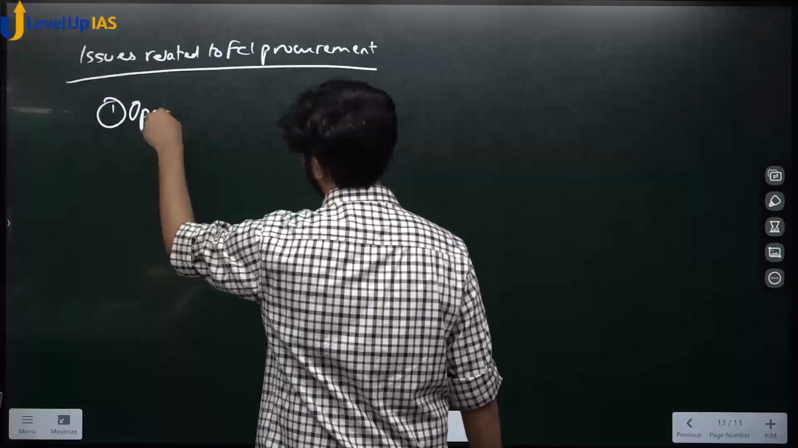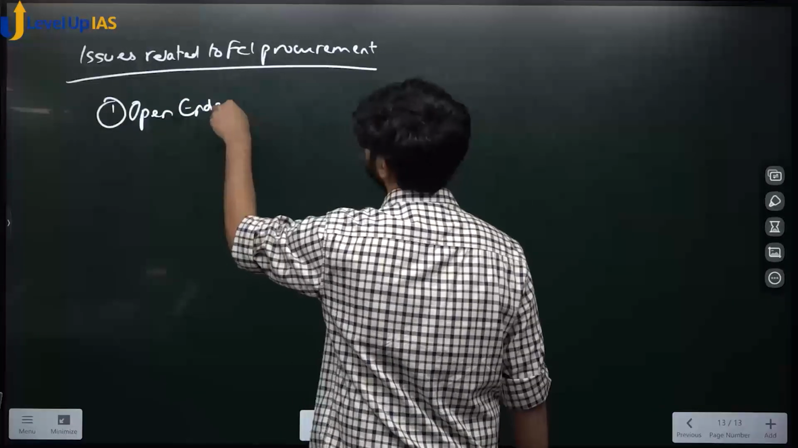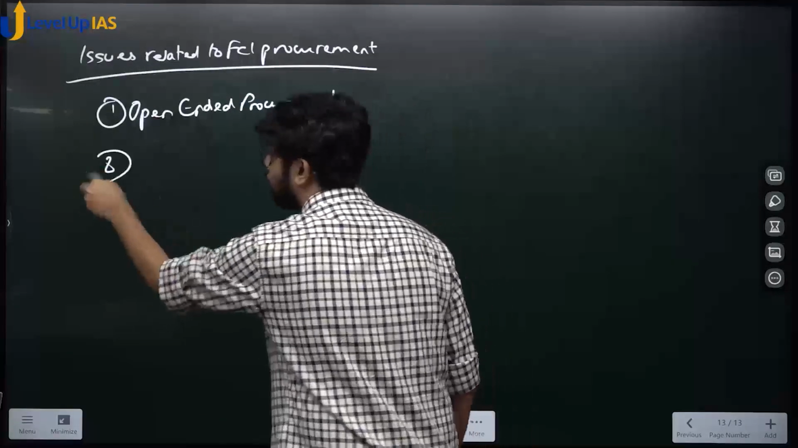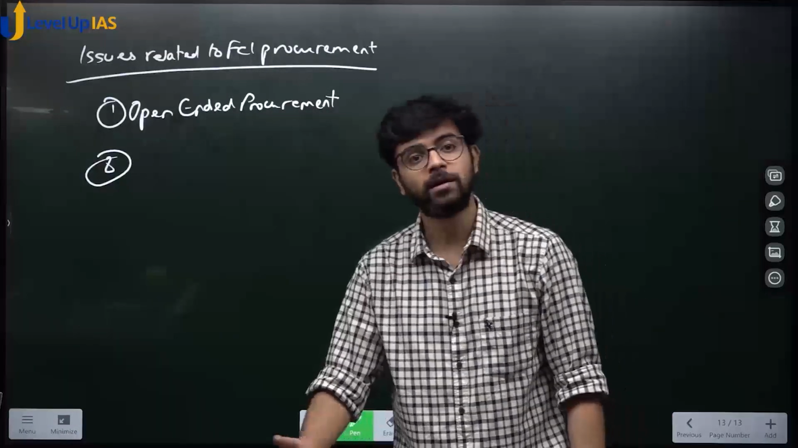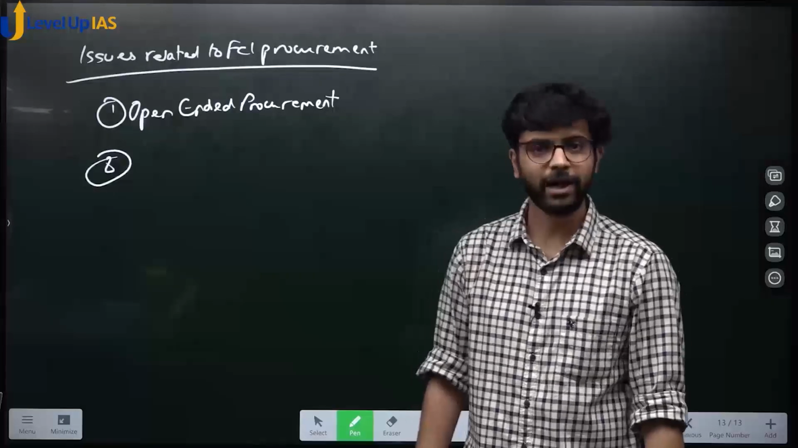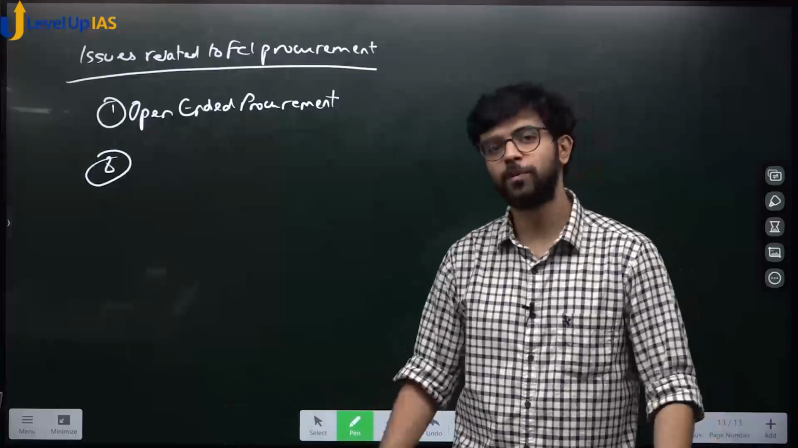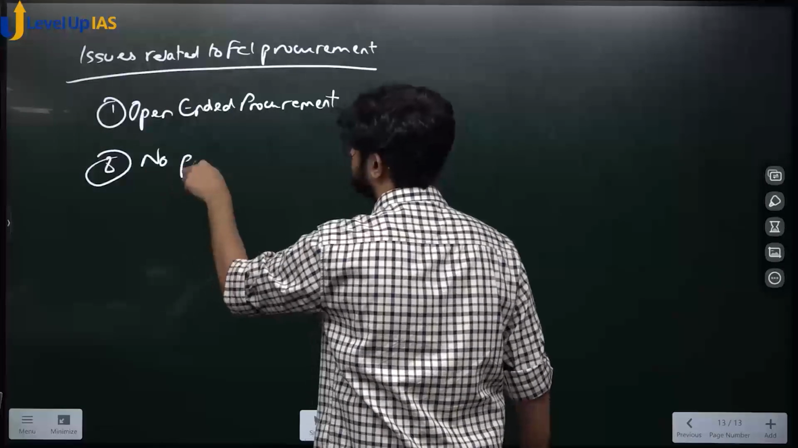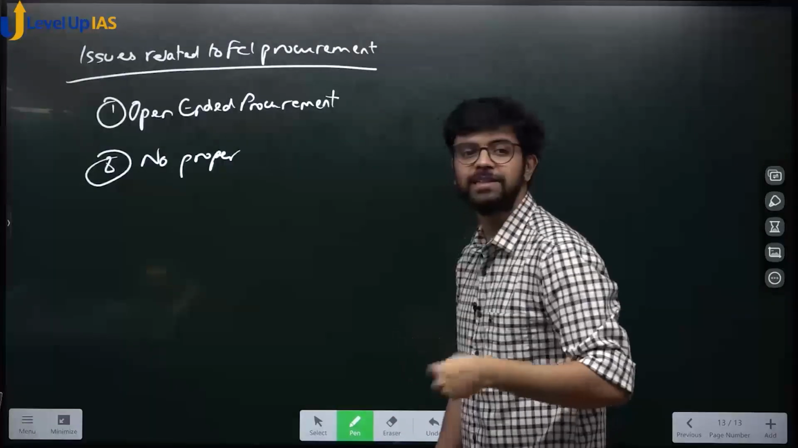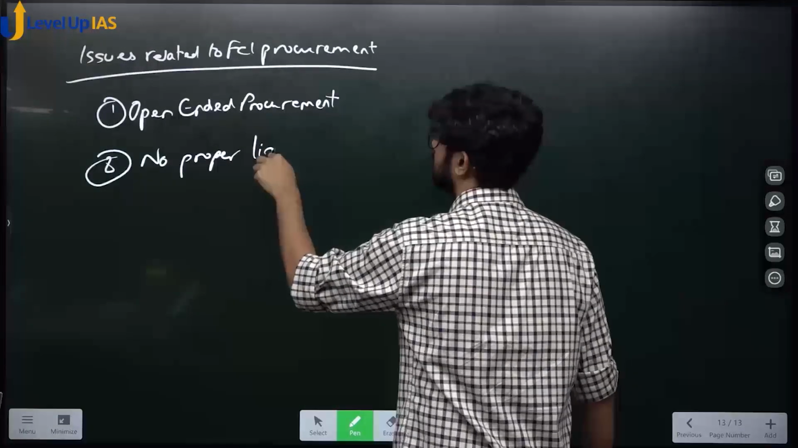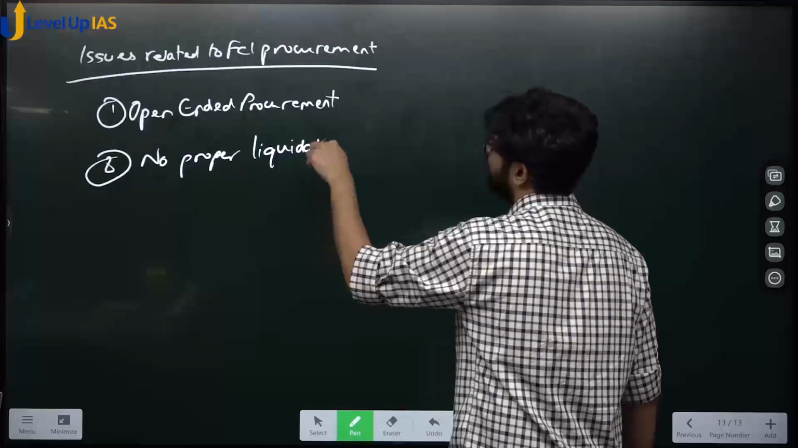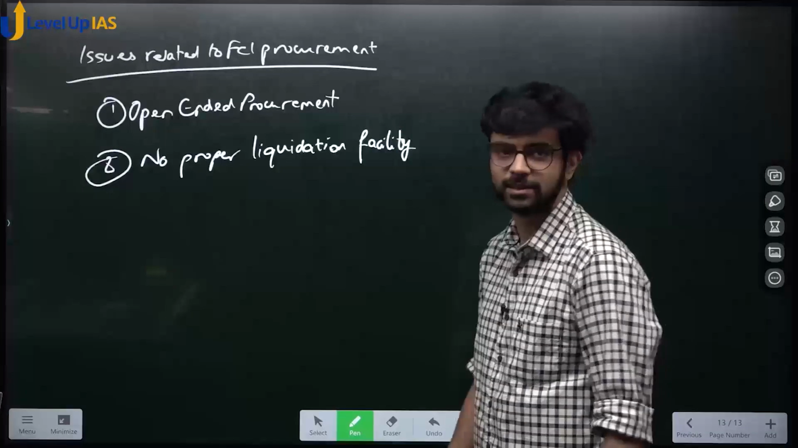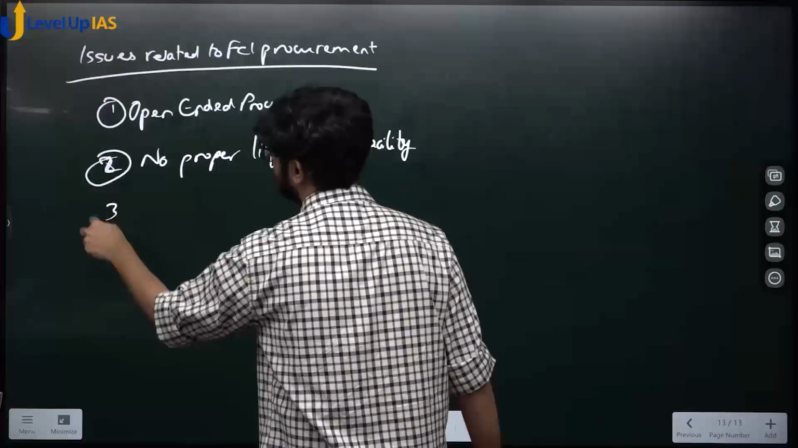We'll discuss FCI later also. But since storage and procurement are being discussed, we are discussing it. Open-ended procurement is there, but no proper release policy. Are you getting this? See, when a lot of stock is accumulated, it starts degrading, deteriorating. So, no proper liquidation facility, a fancy word. Liquidation means release. Right, liquidate, third.